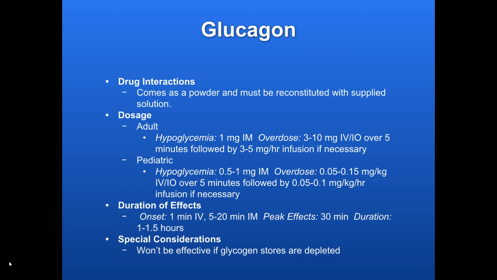Duration, if you give it IV, it starts working in about 1 minute, but if you have to give it IM in the muscle, then it takes 5 to 20 minutes, something like that, to start working. Peak effects usually within a half hour, and it lasts an hour and a half in the system. So usually once they become aroused, if you're giving it for hypoglycemia, they have plenty of time to eat a good meal, not like glucose where it's very short acting.